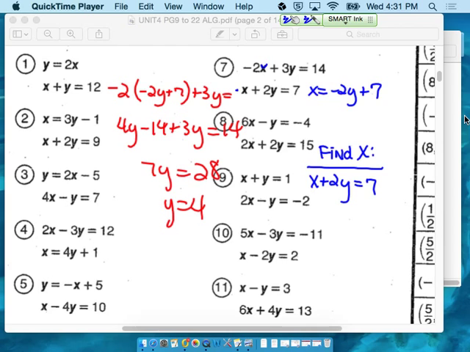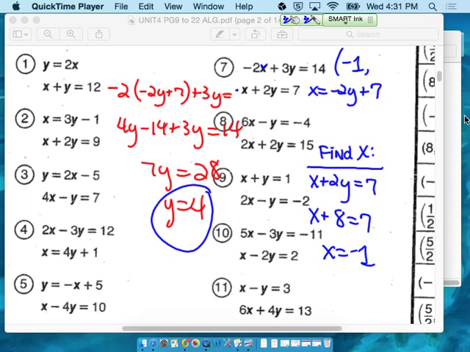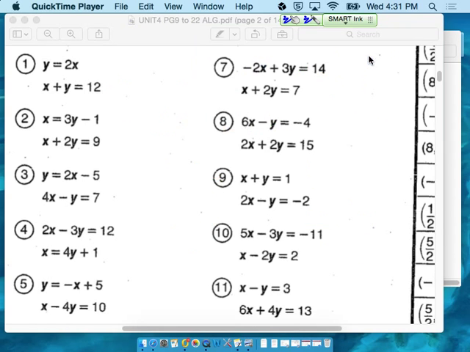And I know that y is 4, so I'm going to have this. 2 times 4 is 8. If I subtract 8 from both sides, x is negative 1. So the solution for the system given in problem number 7, x is negative 1 and y is positive 4. Let's do one more together on the video, and then I'll let you all just practice.